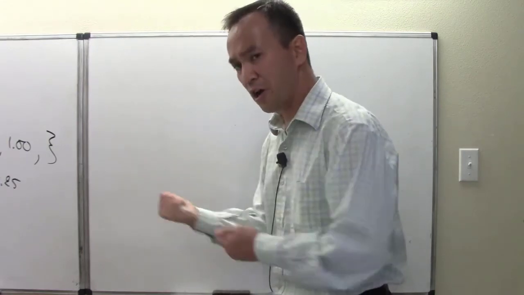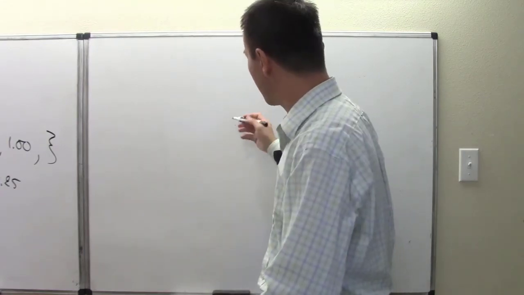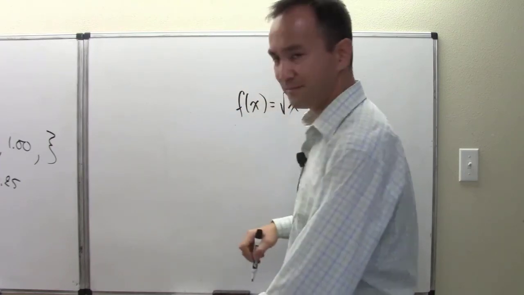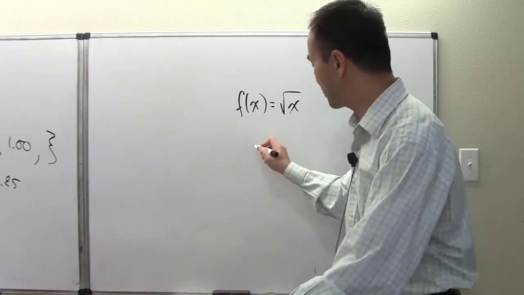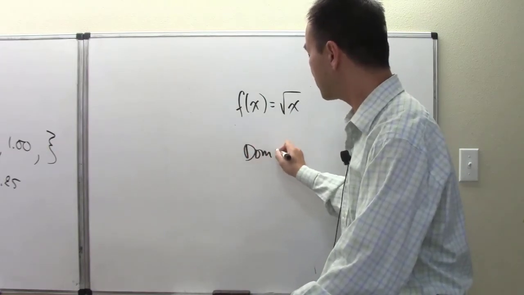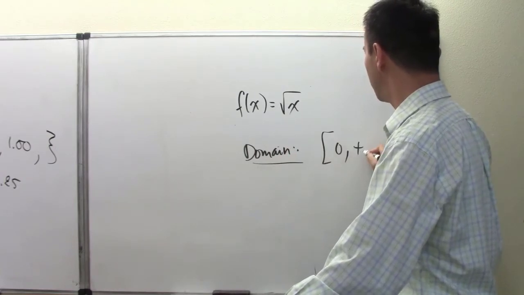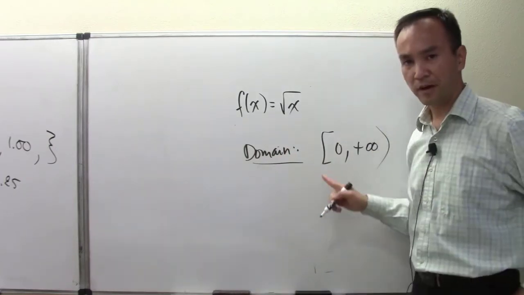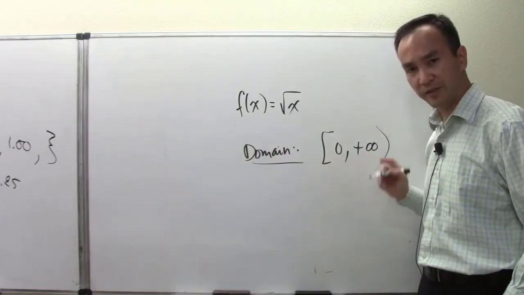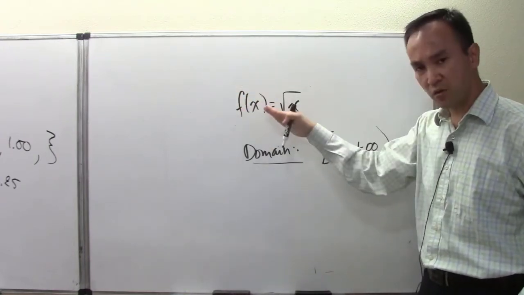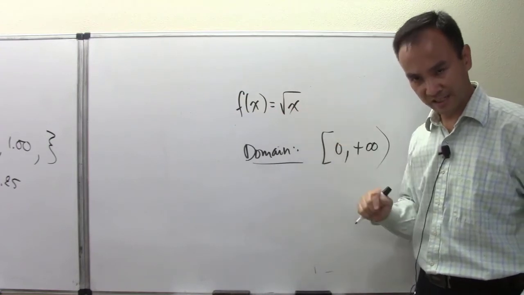I have shown that when the function had a clearly written rule like this, then we knew to express the domain for this as this interval from 0 to positive infinity. And that was when our function is written with a known rule like this.